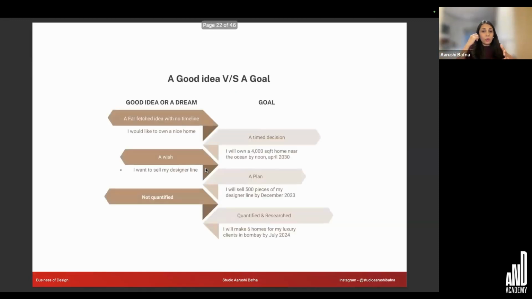Okay, what is the difference between a dream and a goal? A dream is a far-fetched idea with no timeline. Okay, it's a wish. It's not quantified. Whereas a goal is a time-based decision. It's a short plan. It is quantified and backed up with a lot of research.